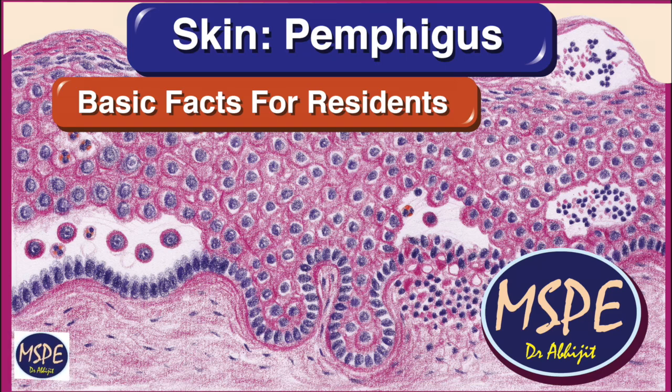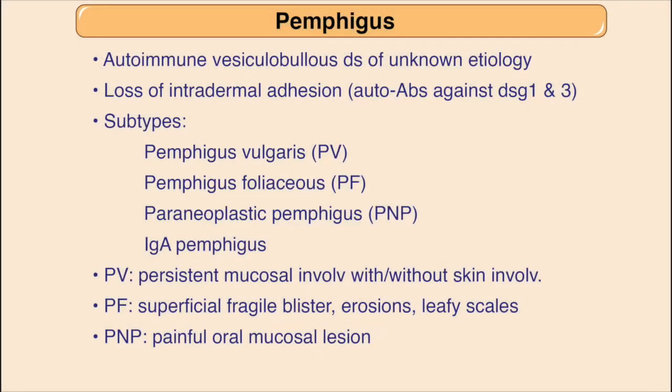Today we are going to discuss the histomorphological features of Pemphigus. Pemphigus is a group of autoimmune vesiculobullous dermatoses of largely unknown etiology. Loss of intraepidermal adhesions is attributed to autoantibodies binding to desmosomal proteins, primarily desmoglein 1 and 3.